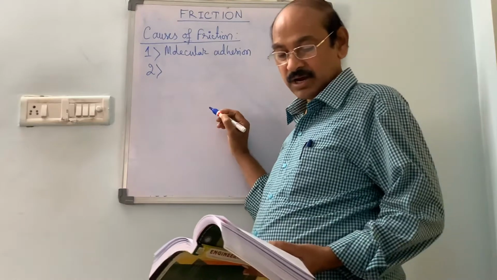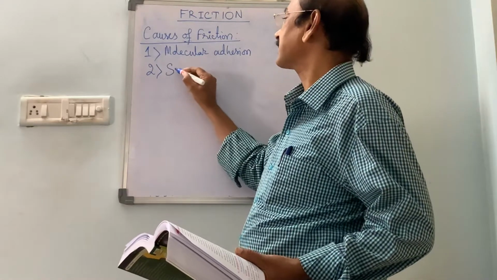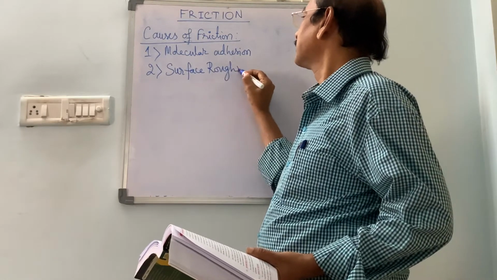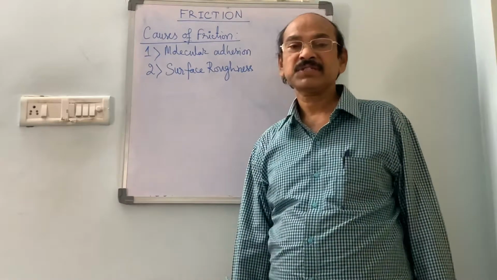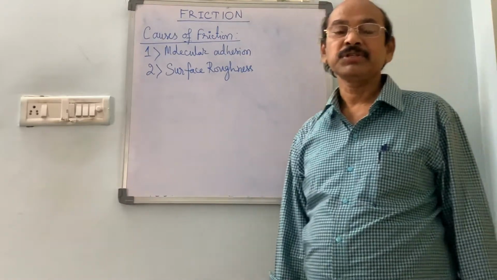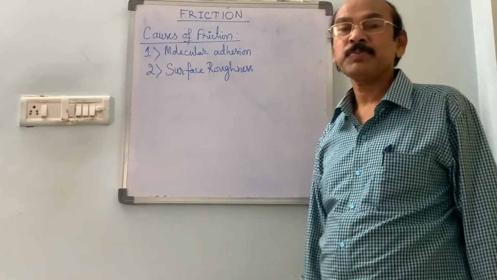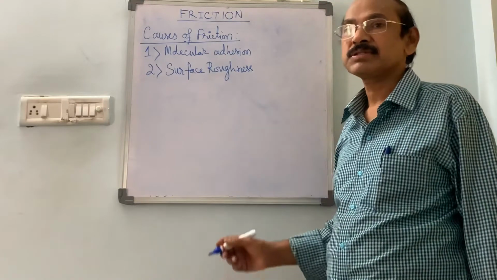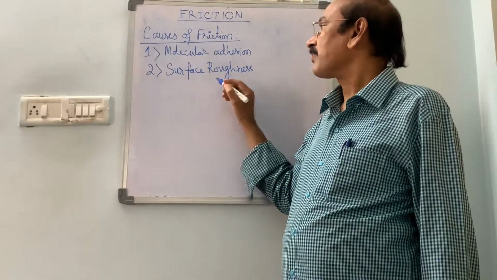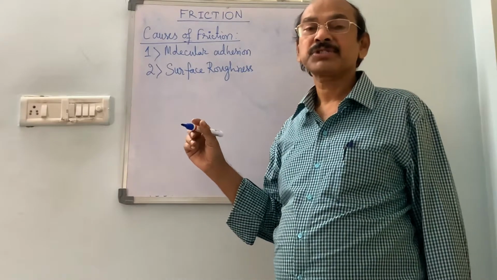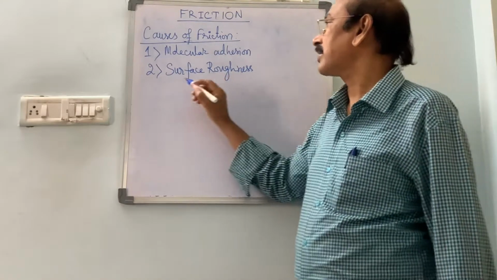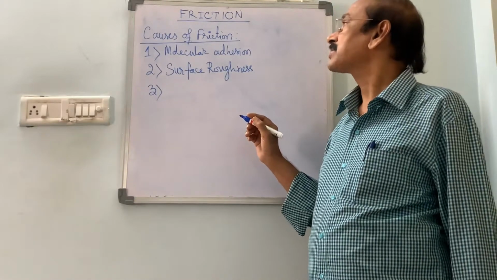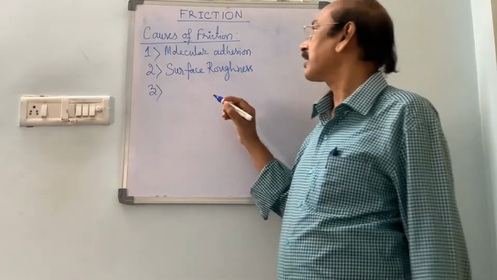Second cause is surface roughness. Even though surfaces seem to be smooth, when we observe through the microscope, they have ups and downs like hills and valleys, causing the opposition to the relative motion between the two surfaces in contact. Next, friction also depends upon the nature of the materials in contact.